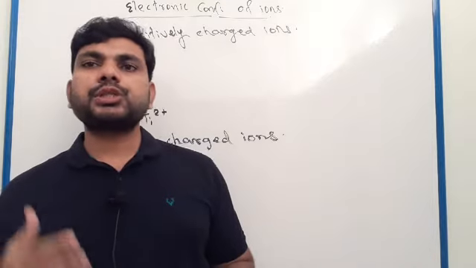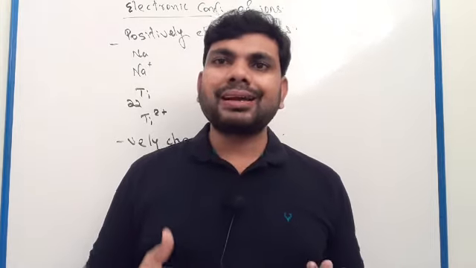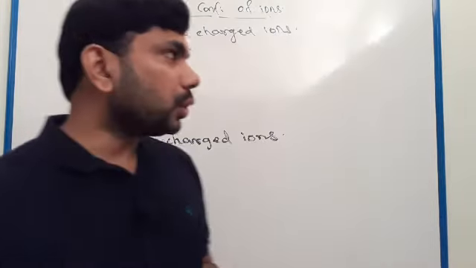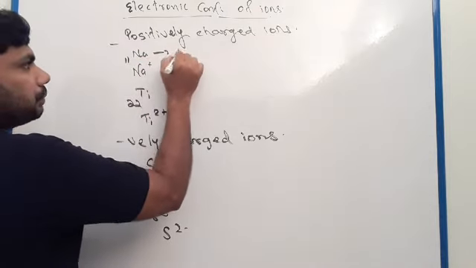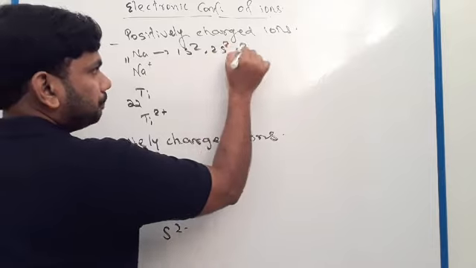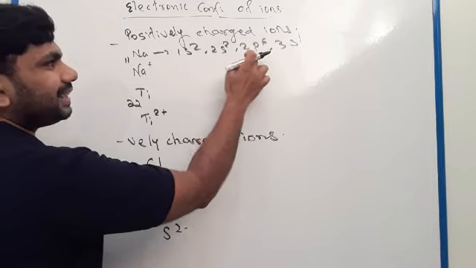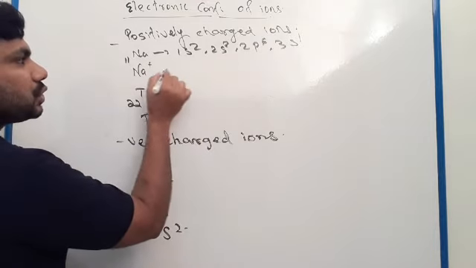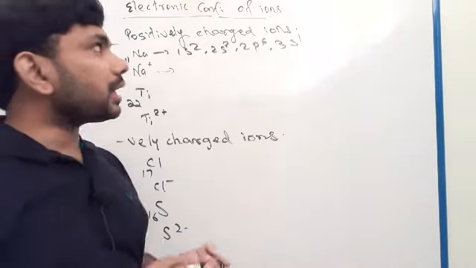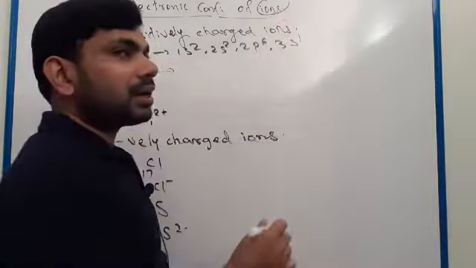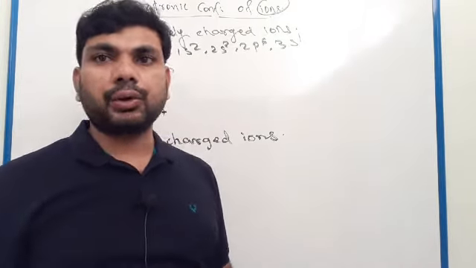We discussed the subshell electronic configuration of atoms. For example, we know the configuration of sodium. Sodium has atomic number 11, so it will be 1s2, 2s2, 2p6, 3s1: 2, 4, 10, 11. This is the normal electronic configuration of sodium. We know there are 2 types of ions: positively charged ions and negatively charged ions.